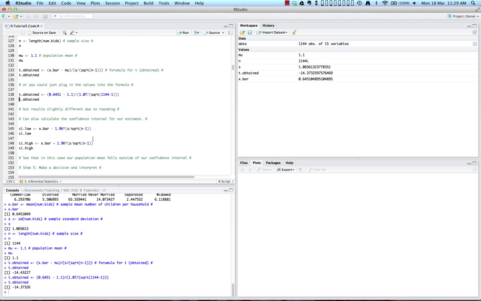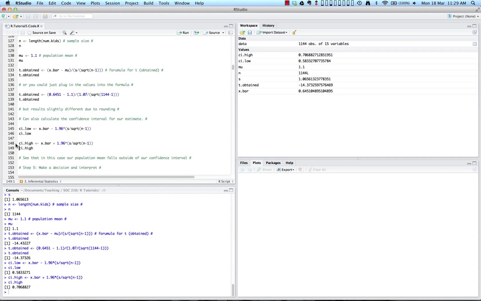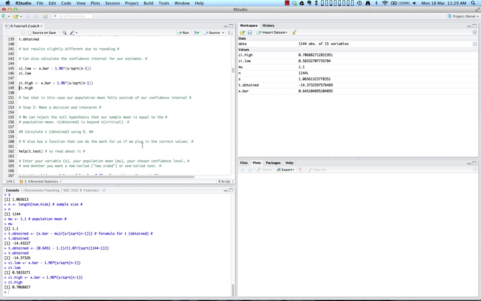In addition to just calculating our t obtained, we can also calculate the confidence interval for our estimates. So here we can use x bar and our formula for confidence intervals to get our lower range in this case, and our higher range in this case. So at the low end, we see it ranges from 0.58 up to 0.71. Overall, we see that our population mean falls outside of our confidence interval and that we have a t obtained that exceeds our t critical.